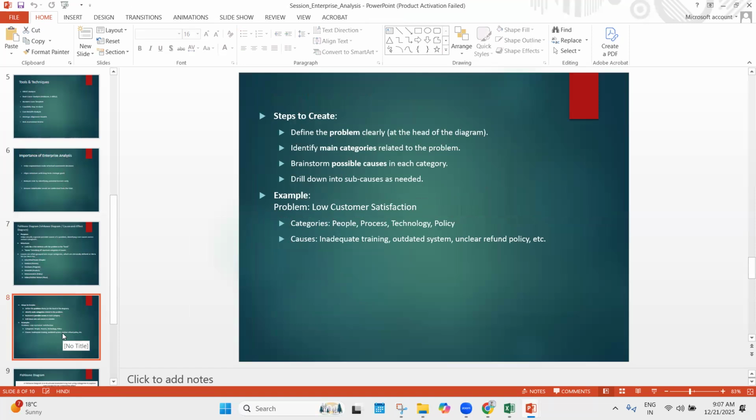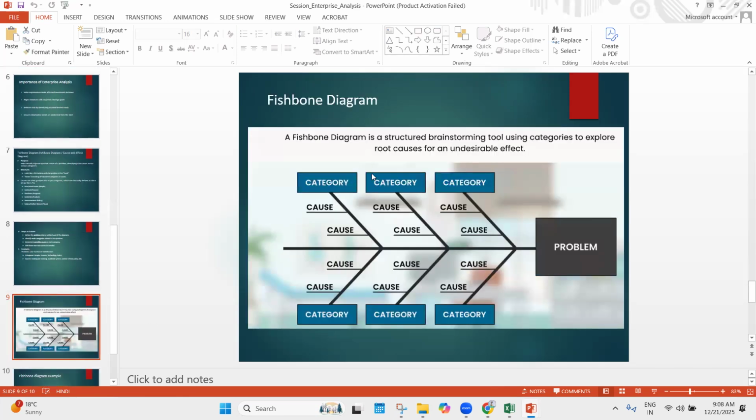First, identify the problem clearly, which is the head of the diagram. In the fishbone diagram, the fish head itself represents the highest major problem. Then identify the different main categories related to the problem, and do brainstorming sessions on each and every category, drilling down to identify the different causes it has. And this is how the fishbone diagram is going to look.